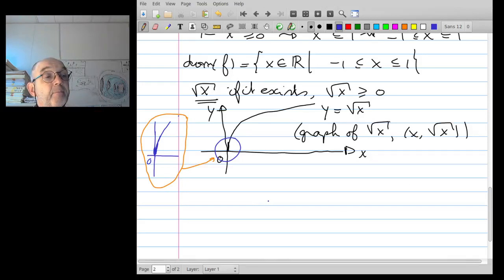Okay. Now, if you have an equation of a circle, x squared plus y squared is equal to 1.